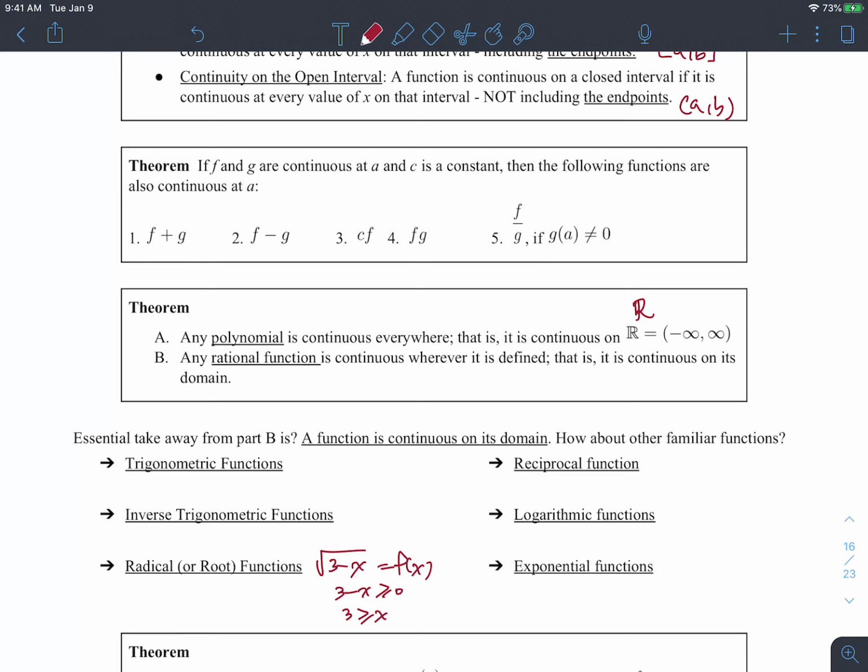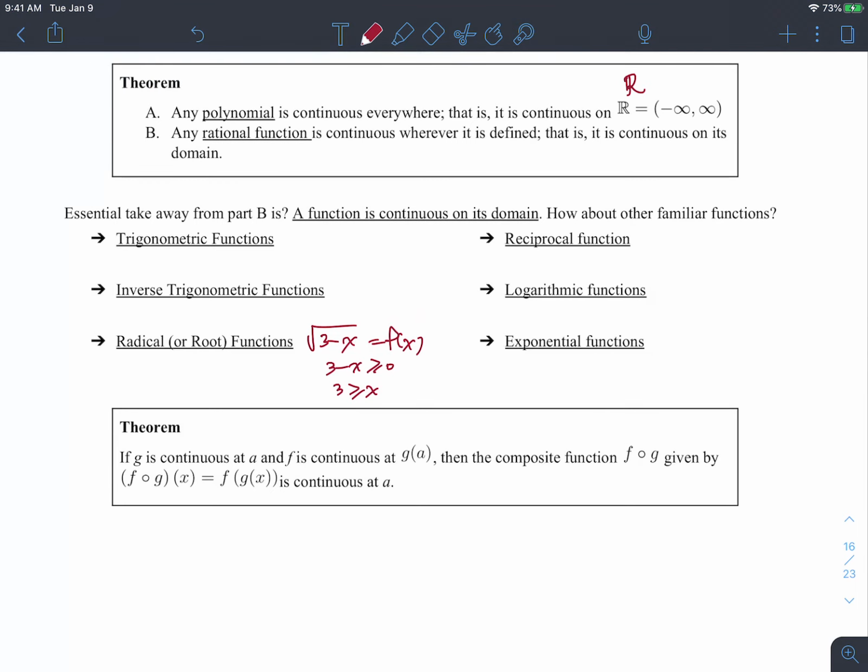The reciprocal functions include trig, by the way, and log functions and exponential functions. So you have to be very, very familiar with its domain and range, right? Good. Okay, guys, this should be almost the last theorem, actually.